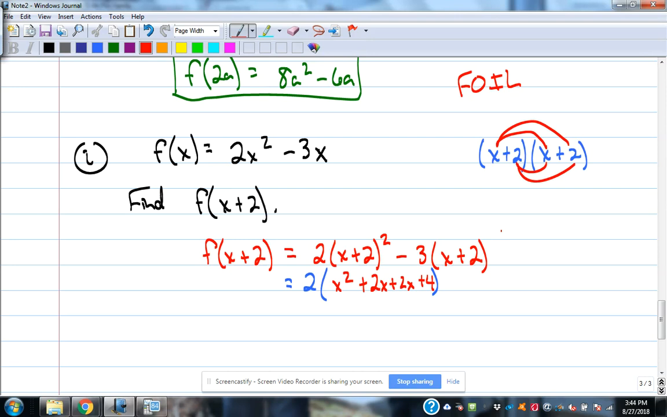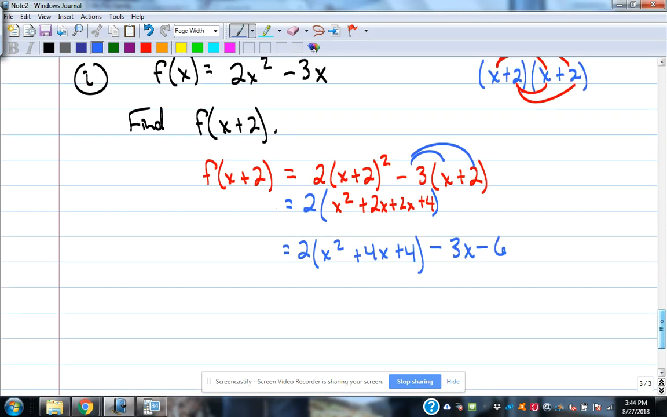So there's a middle term in there that happens to give us 2 times (x squared plus 4x plus 4). And then this other one I'm distributing negative 3, so that's negative 3x minus 6. And then I've got to do one more distributive property here to get closer to getting the answer.